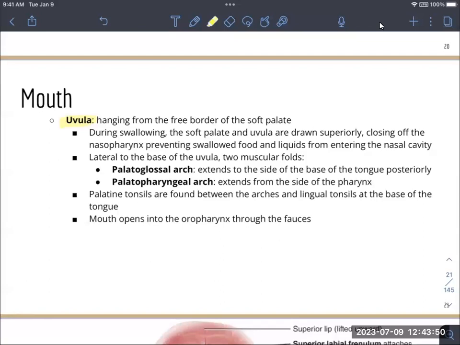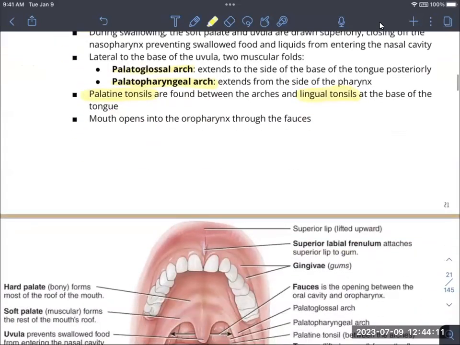Between the uvula, we have the palatoglossal arch and the palatopharyngeal arch. These are different areas just between the uvula and the sides of your mouth. The palatine tonsils and the lingual tonsils are found back in this area.